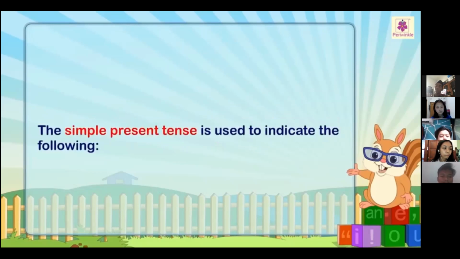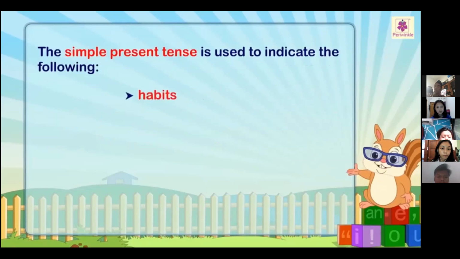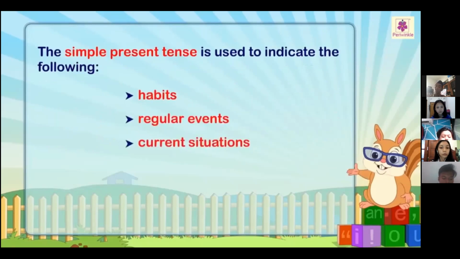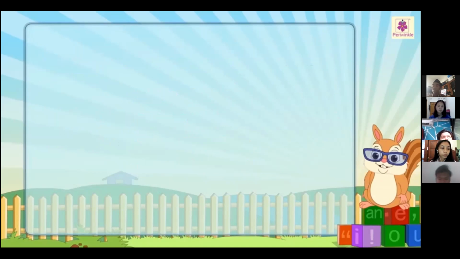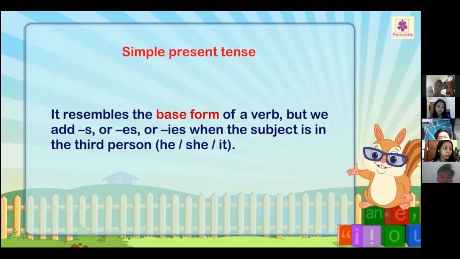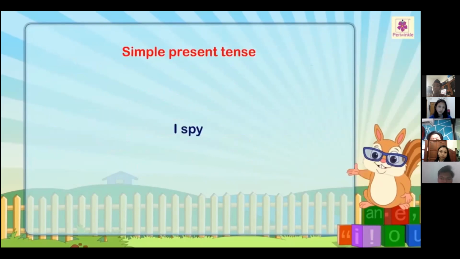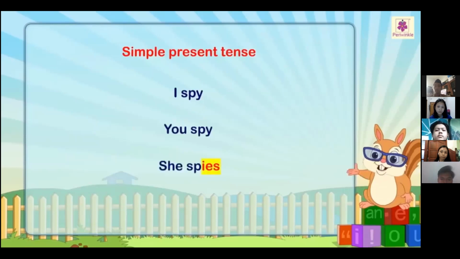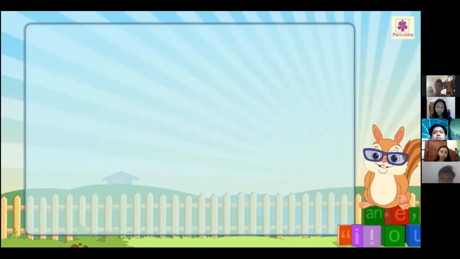The simple present tense is used to indicate the following: habits, regular events, current situations, general truths, or facts. It resembles the base form of a verb, but we add s or es or ies when the subject is in the third person, he or she or it. For example, I spy. You spy. She spies.